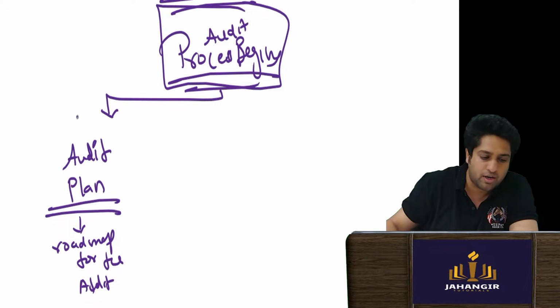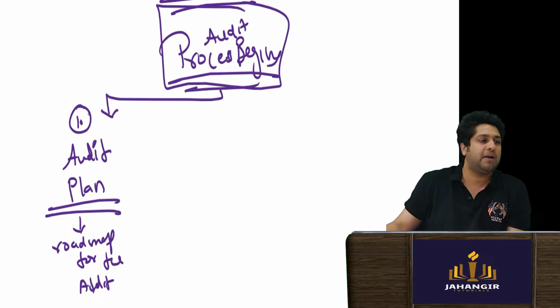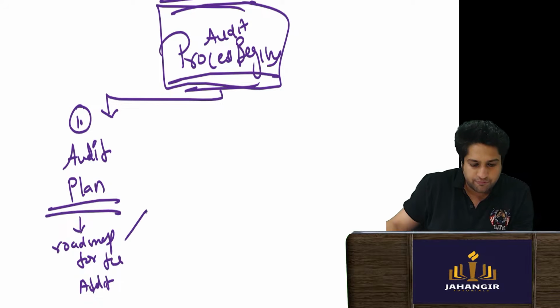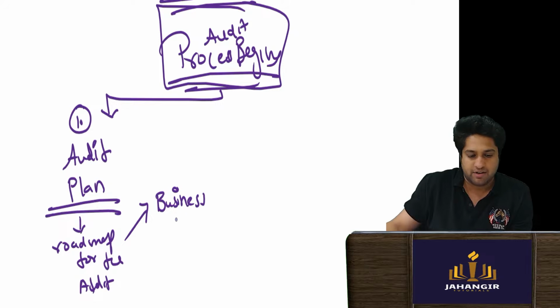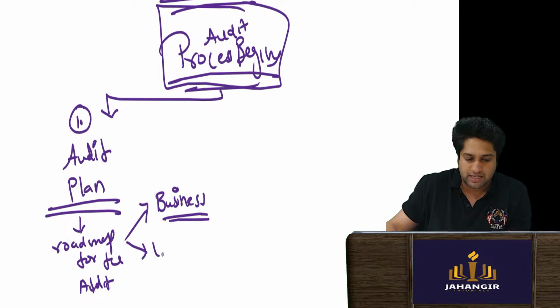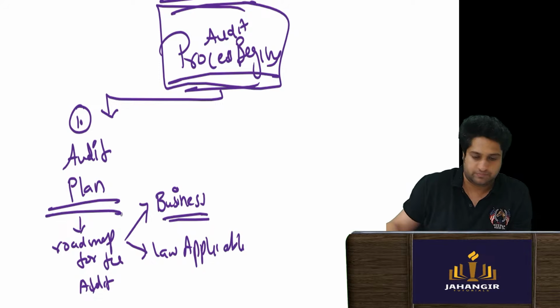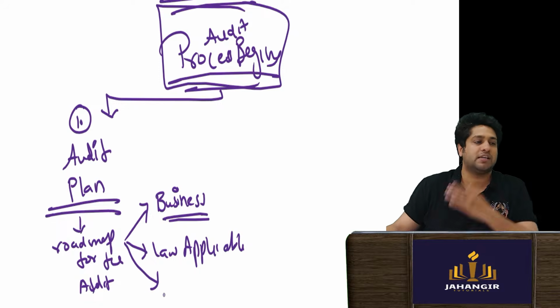Now coming to the audit plan. Sir, in the audit plan, what happens? It's a roadmap for the audit. Here, first as an auditor, I will try to understand the business in which the company is operating. I will try to understand which companies and entities are there, and which laws are applicable. Then what else will I try to understand?